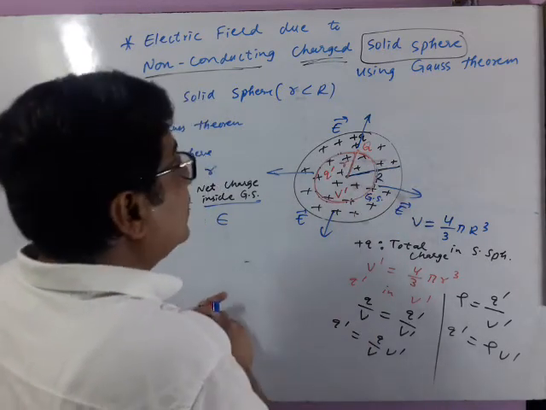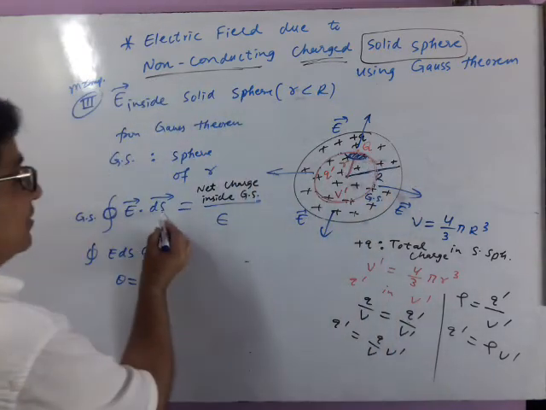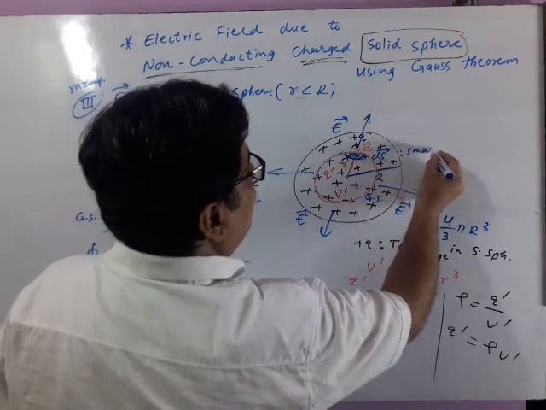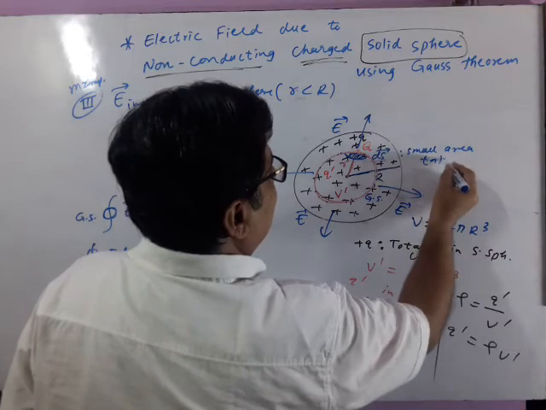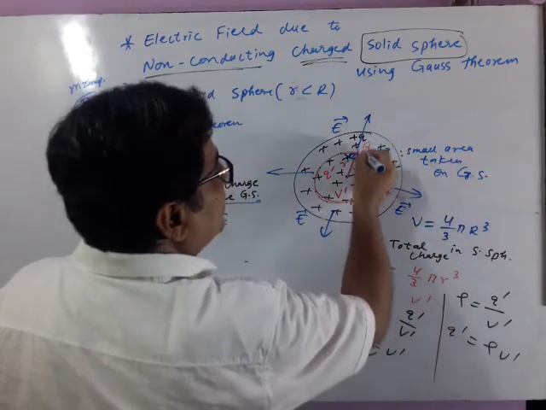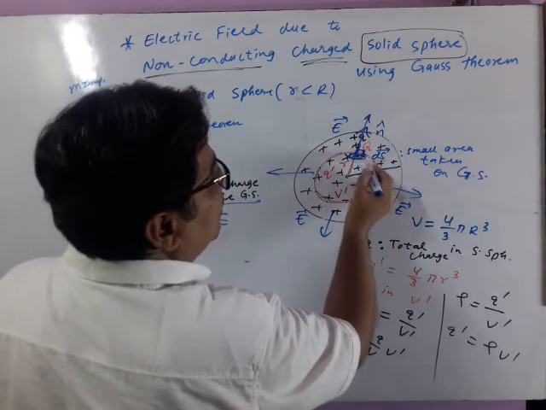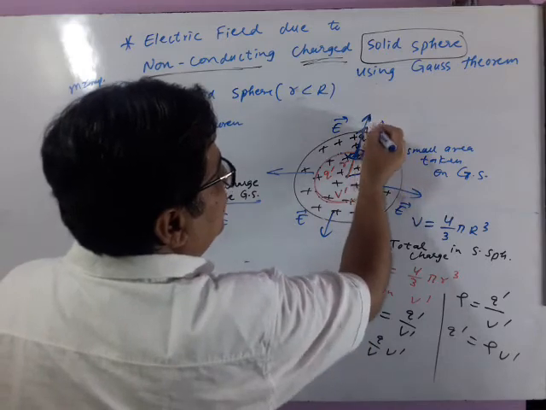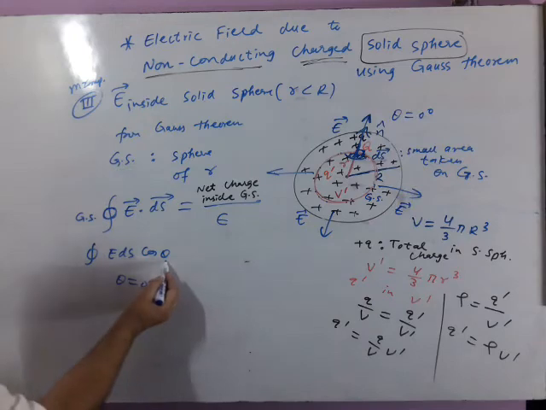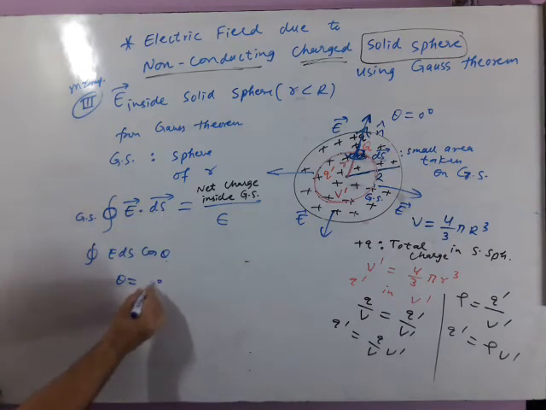Then consider a small area. This is dS vector, the small area taken on the Gaussian surface. This is n cap, the outward drawn normal perpendicular to the surface. Now focus: E vector and n cap are in the same direction. So theta, the angle between E vector and n cap or dS vector, is 0 degrees.